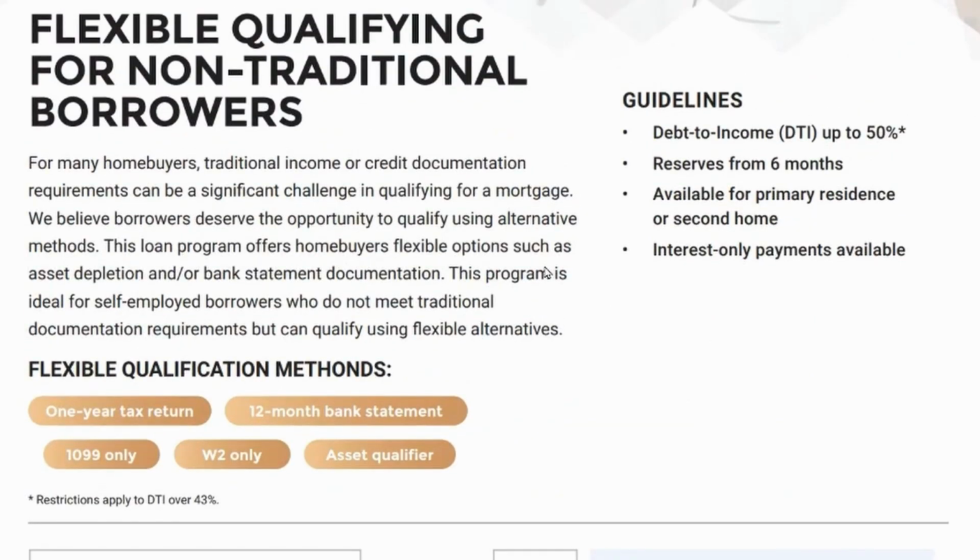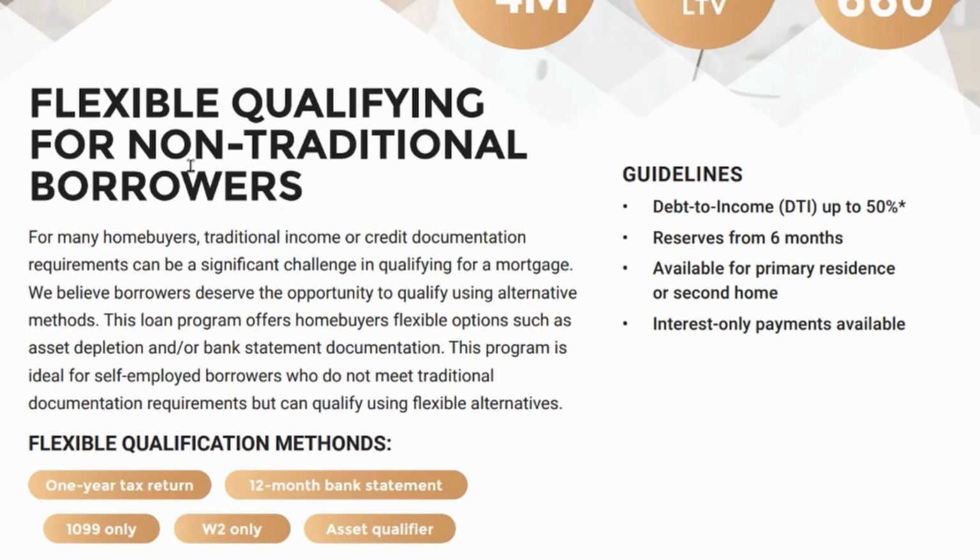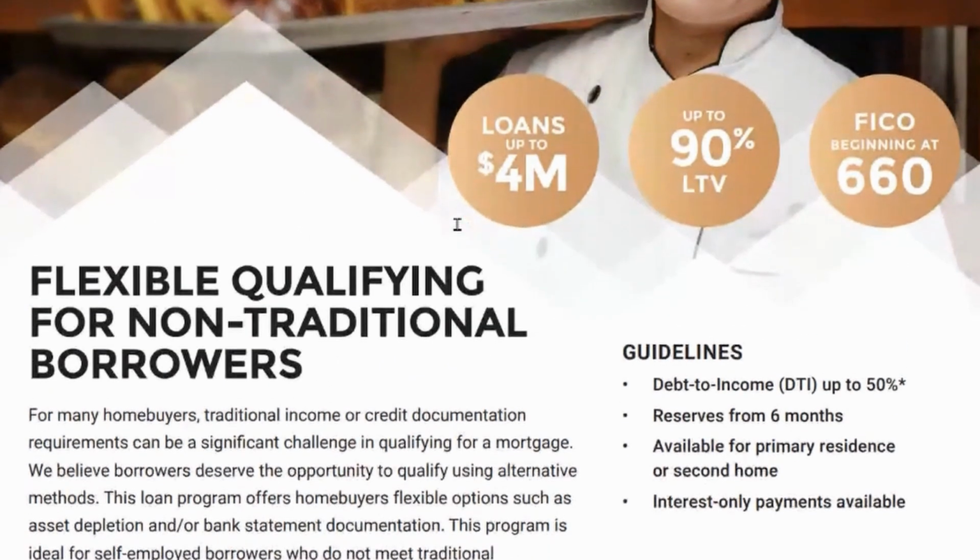Some of the basics of the guidelines: your debt ratio can go up to 50%. Reserves means how much money you'd have in the bank after maybe you did a purchase, or how much cash you have in the bank. You need to have 6 months of reserves in many of these cases. It is available for your primary residence and your second home only, and you can get an interest-only payment. So that is basically our non-traditional borrower income qualifications.